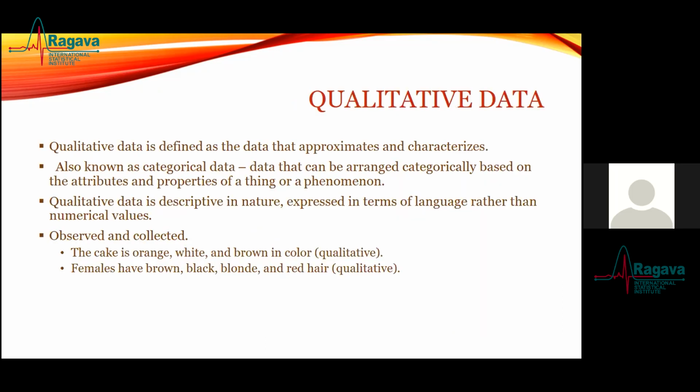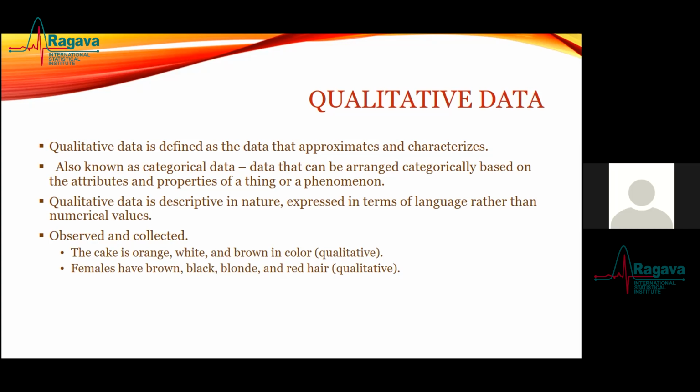So I hope quantitative data, the points and the types of quantitative data, is quite clear to you. Now, moving on to the second type of data we use in statistics, that is qualitative data. Qualitative data is defined as the data that approximates or characterizes. So it is non-numerical in nature. In statistics, we also call it categorical data.